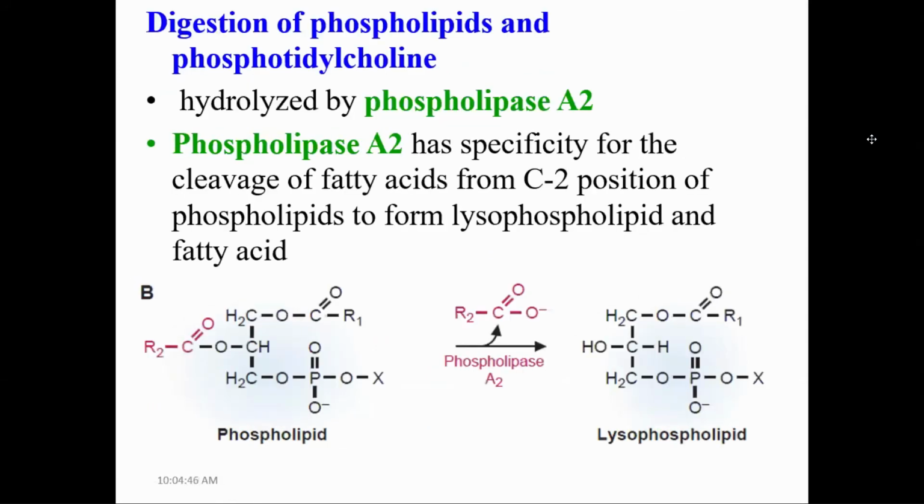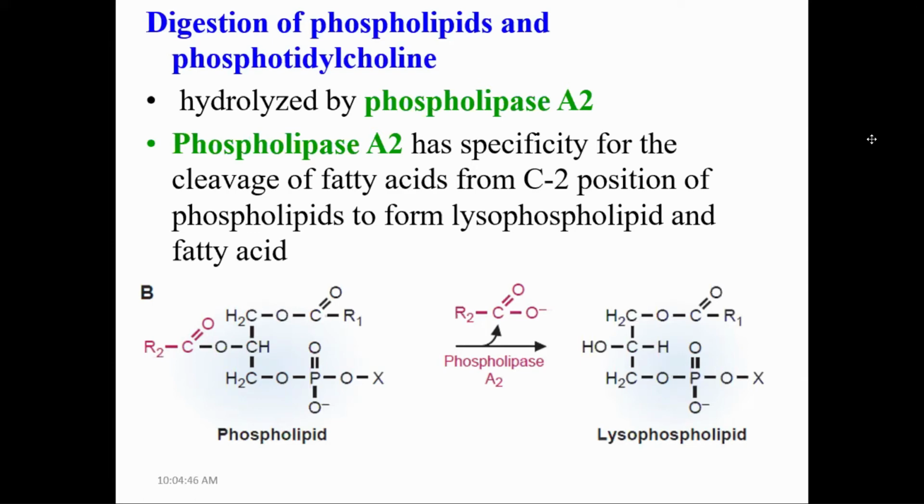Similarly, phospholipids such as phosphatidylcholine are also directly transported to the small intestine. The enzyme responsible for their digestion is also present in the small intestine: phospholipase A2, which is specific for hydrolysis of phospholipids. It is secreted by the pancreas along with cholesterol esterase and pancreatic lipase.